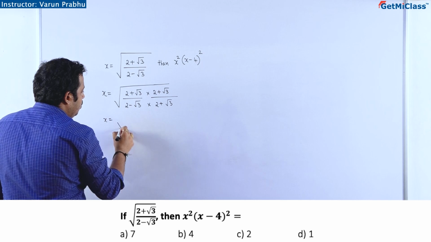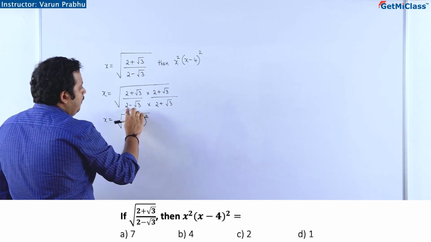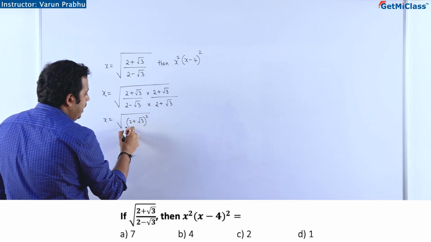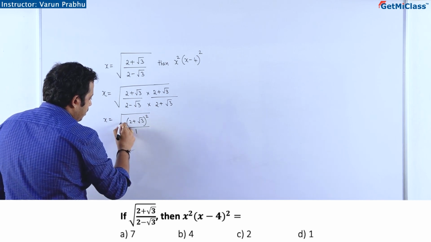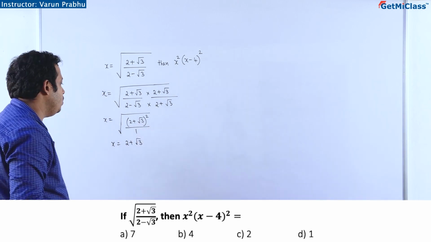So x is equal to the whole root of (2 plus root 3) the whole square. 4 minus 3 will be 1. So divided by 1, this is under the root. So I can write x is equal to 2 plus root 3, right? x is equal to 2 plus root 3.